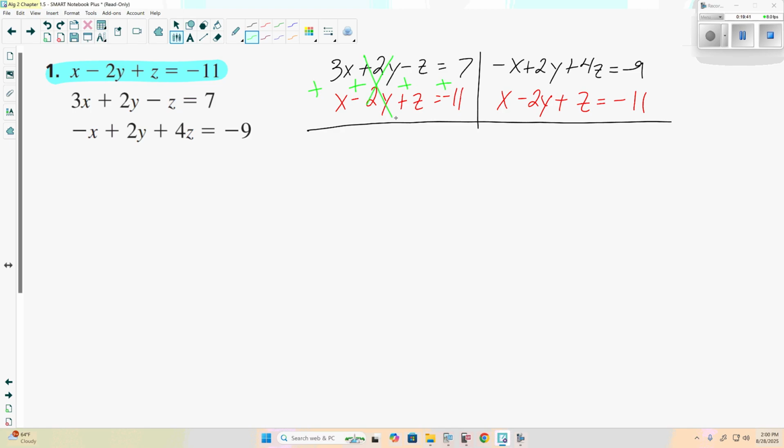Now 3x plus x is 4x. 2y plus negative 2y, we already did it, but it is indeed 0. Negative z plus z is 0. 7 plus negative 11 is negative 4. So this is kind of nice. Y and z both canceled each other out, yes? Can I solve for x at this point? Yeah, there's nothing saying we can't. So let's go on and finish this out. So x is -1. So that's kind of nice.